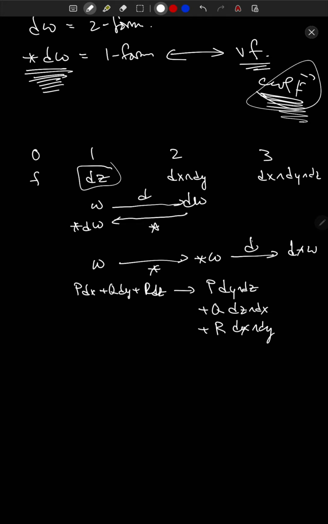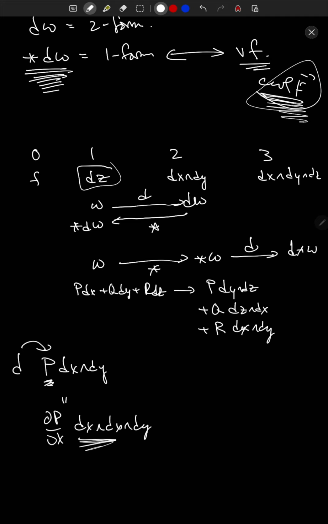Okay, what is d of a 2 form? Same idea, right? So if I take a 2 form, for example, p dx wedge dy, and take d of this, I'm going to differentiate p in all the different possible ways. So this is going to be dp dx, dx wedge dx wedge dy, which is 0 because we've got dx wedge dx, plus dp dy, dy wedge dx wedge dy, which is 0 because we have 2 dy's.